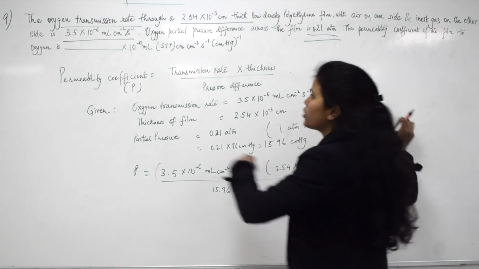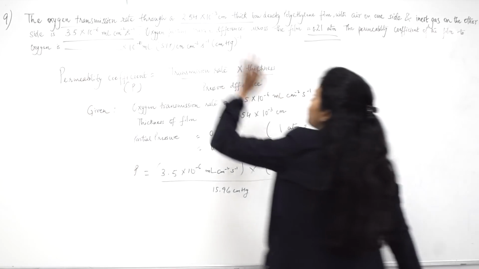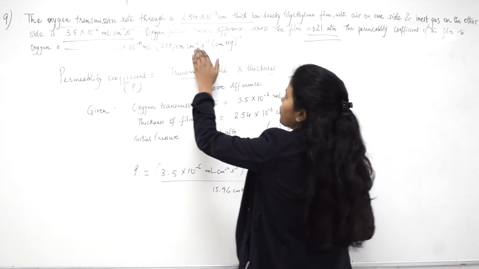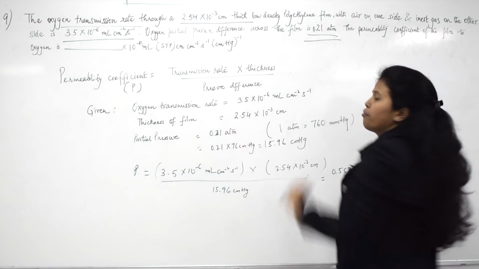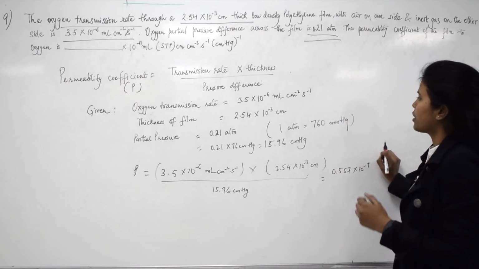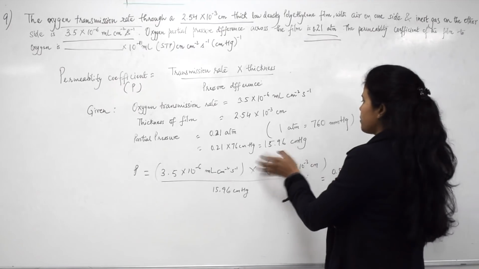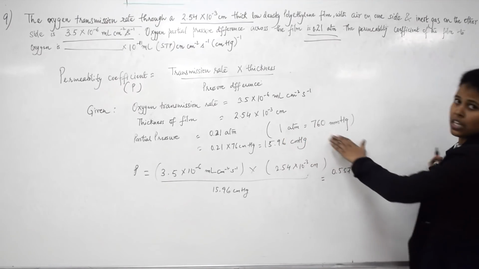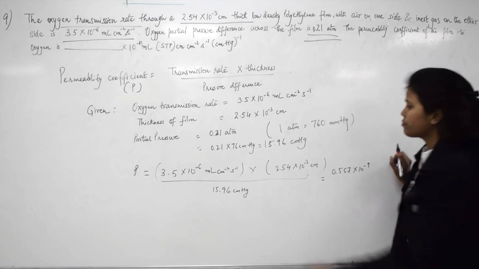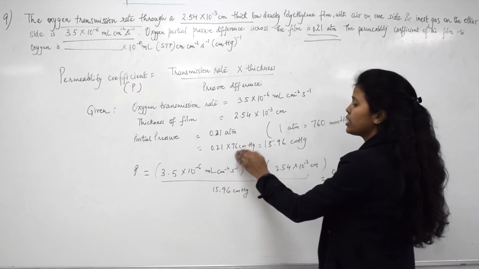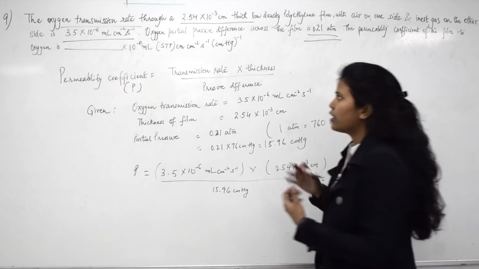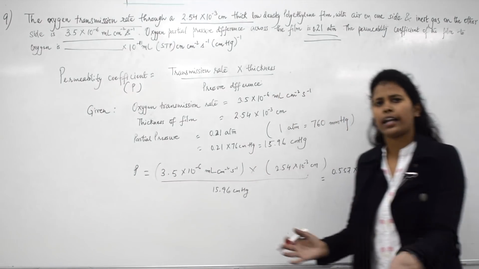Now the interesting thing to be noted here is the unit of permeability coefficient is being given as milliliter centimeter per centimeter square per second per centimeter of mercury, but nowhere the pressure is being given in centimeter of mercury. So we have to convert that pressure. First, 1 atmosphere is equal to 760 mm Hg, so we have to convert it into centimeter Hg as our question demands that. So that will give you 0.21 into 76 centimeter of Hg, that will give you 15.96. So these all were the values that the question has given to us.